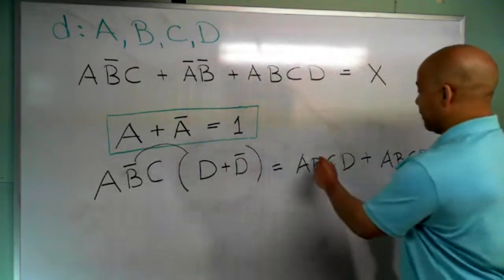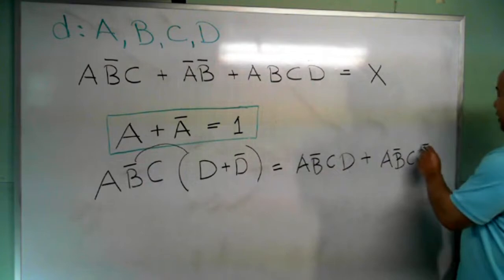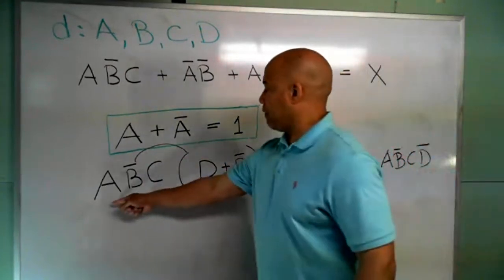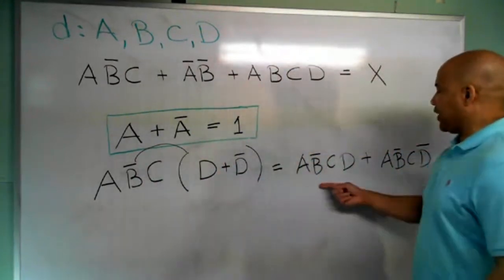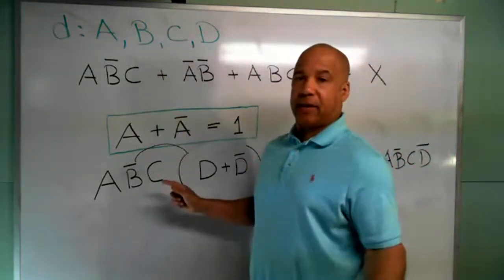The B is not, and in one of those, the D would be not. So basically, if you distribute into the parentheses, you get this. So what I've done is I've taken this term right here and I expanded it.